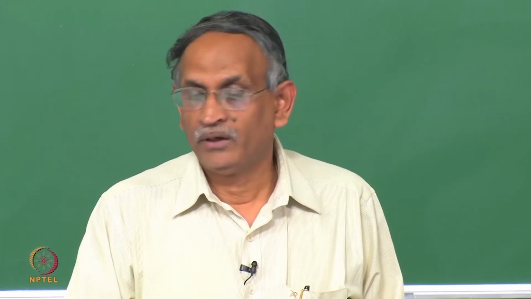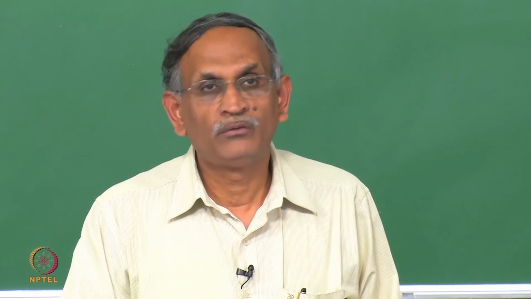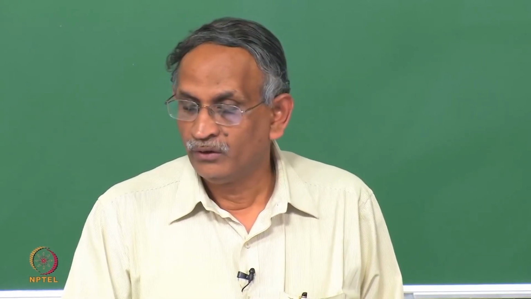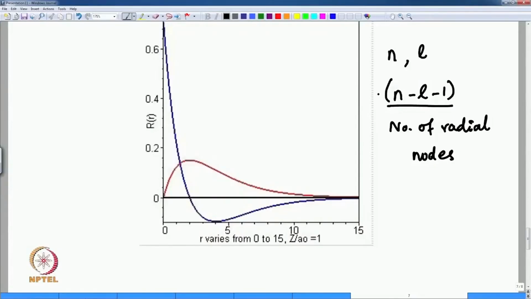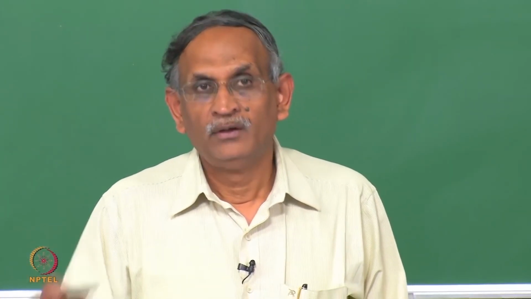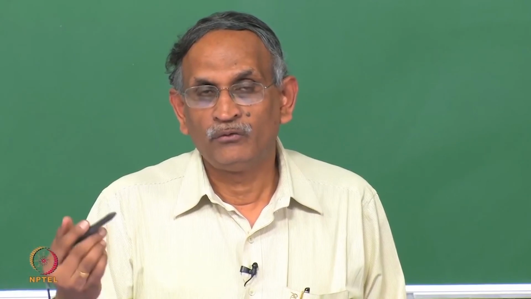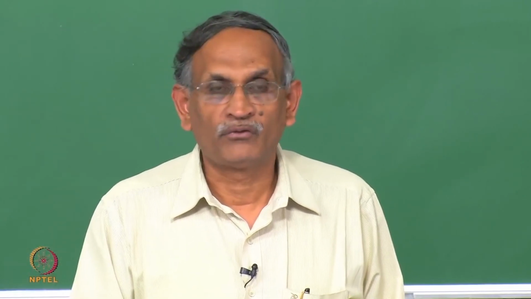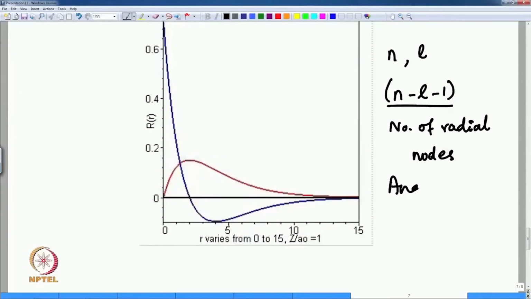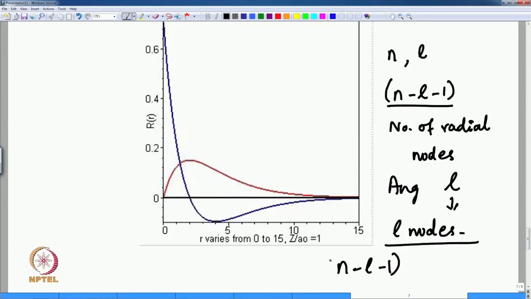So you see that when n is 1, L is 0, there are no roots, no nodes. When n is 2, L is 0, that is one node, then L is 1, no node. When n is 4, you have 3, 2, 1, 0 nodes for L equal to 0, 1, 2, 3. So the number of nodes are like this. And for angular functions, we saw already for any L there are L nodes. So the total number of radial plus angular nodes for any function is n minus L minus 1 plus L, which is n minus 1.